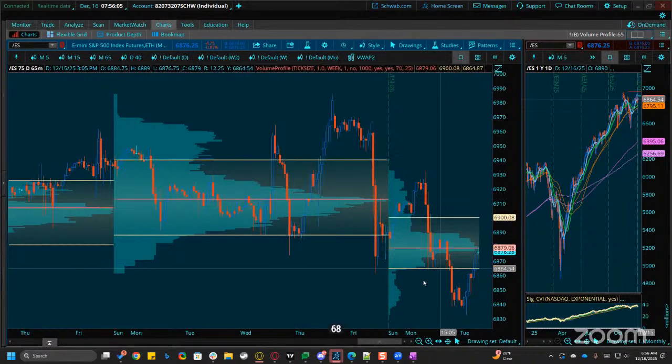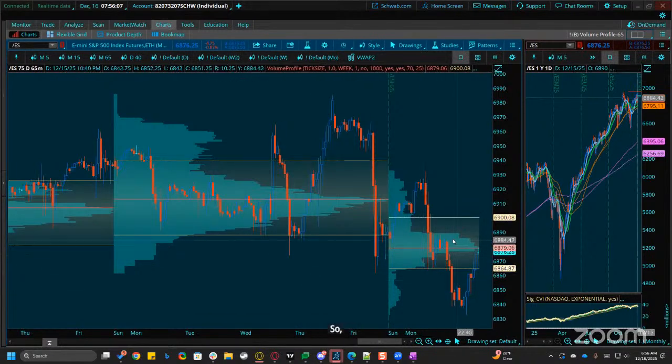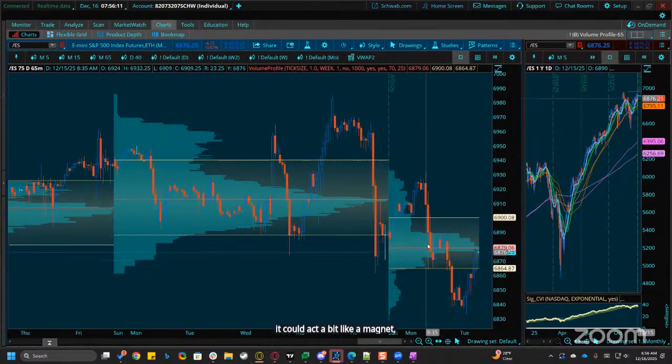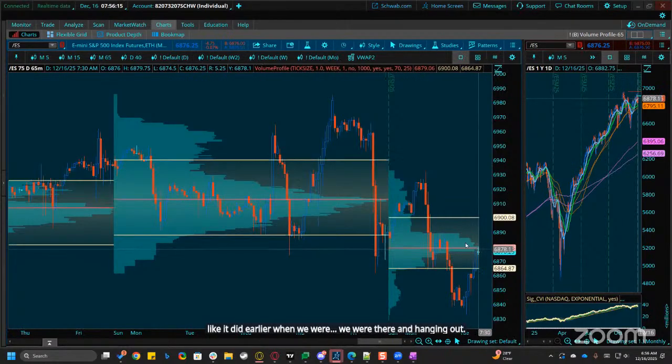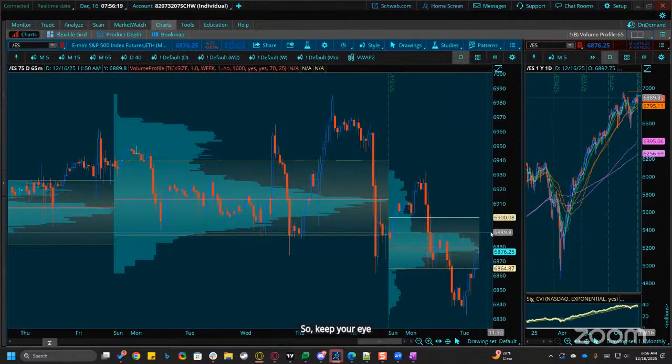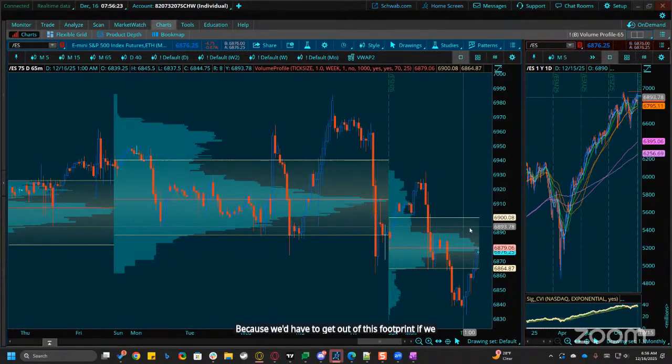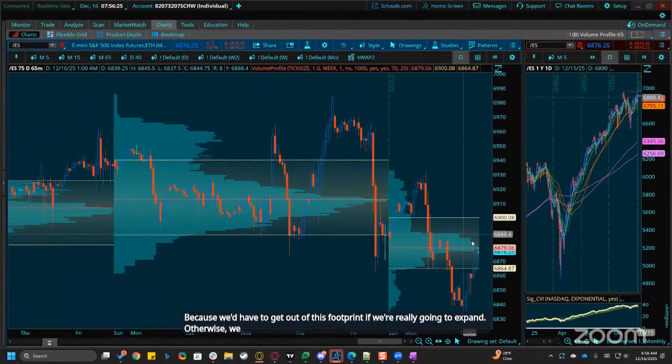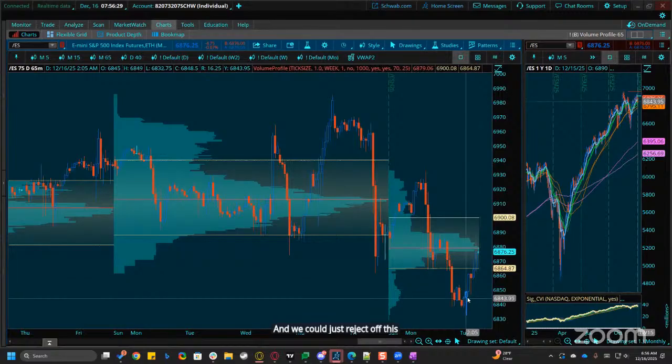68.92 cog line. So we're struggling with it. It could act a bit like a magnet, like it did earlier when we were there and hanging out. We're back here. We could hang out some more. So keep your eye on 92, because we'd have to get out of this footprint if we're really going to expand. Otherwise, we could wick out, come back in, and we could just reject off this point of control and head on back down again.